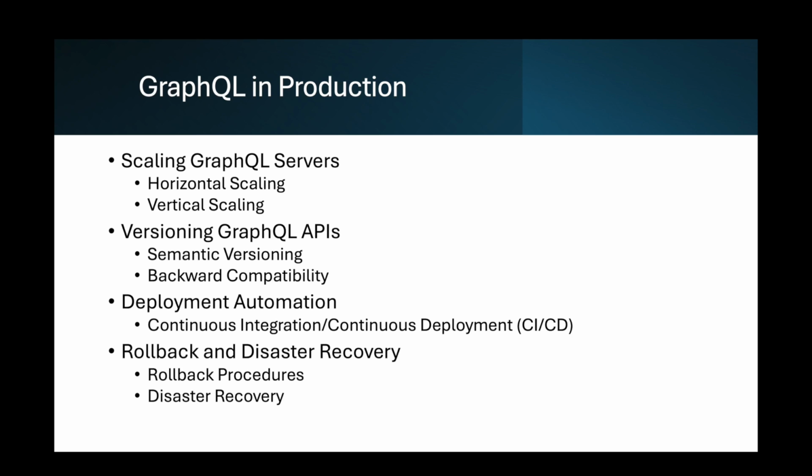Next is disaster recovery. Implement disaster recovery measures such as backups and failover mechanisms to ensure the availability and integrity of your GraphQL API in the event of unexpected failures or disasters. By addressing these various considerations and implementing best practices for deploying and managing GraphQL servers in production environment, you can ensure the reliability, scalability, and performance of your GraphQL APIs to meet the needs of your users and applications.